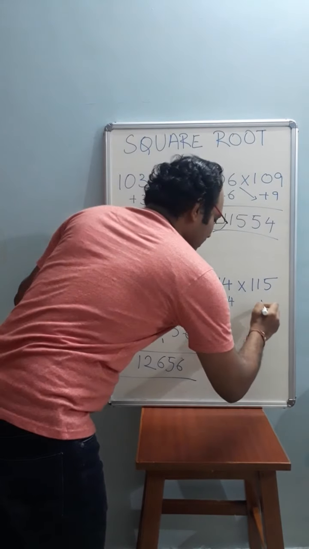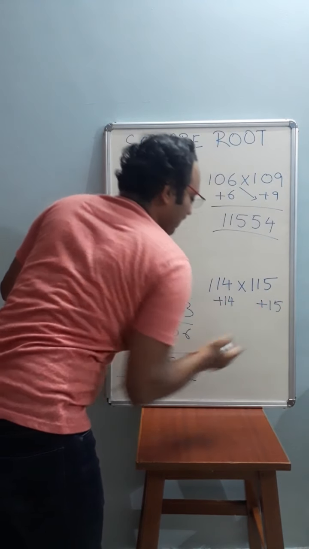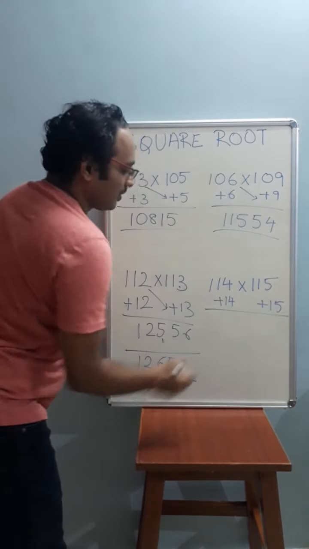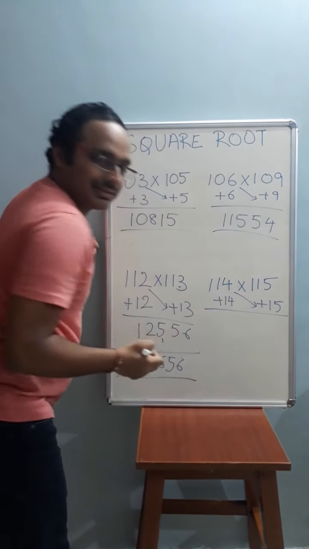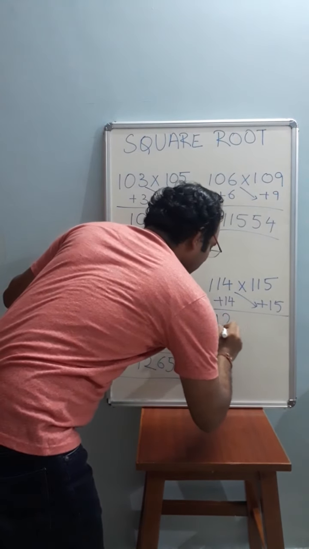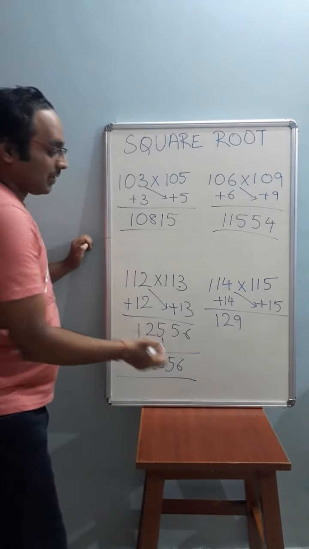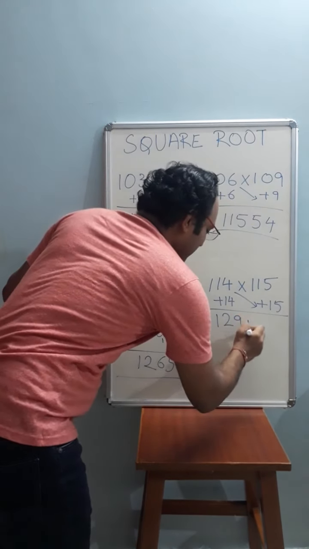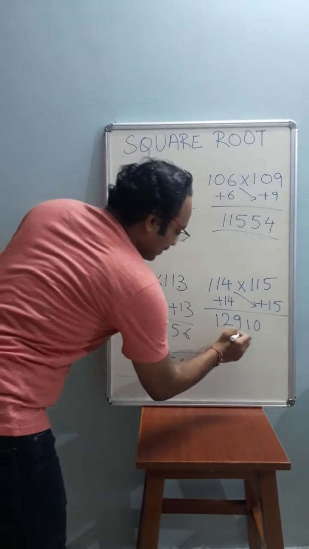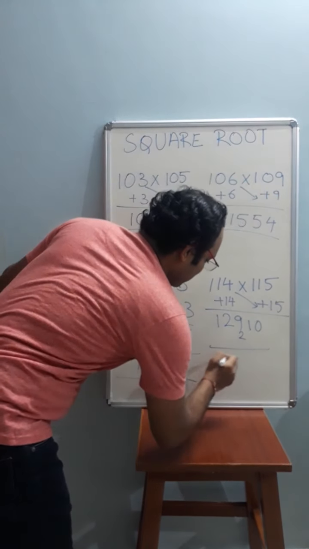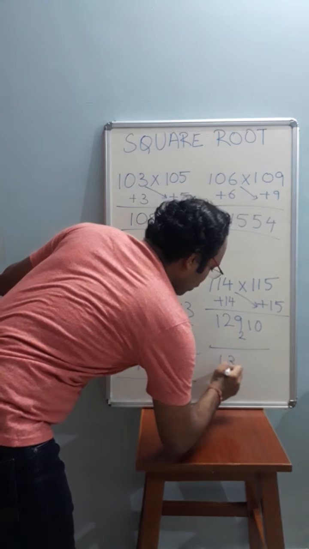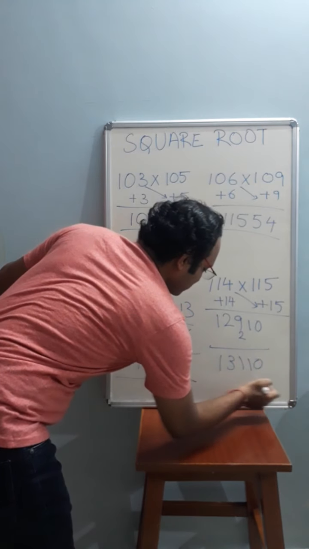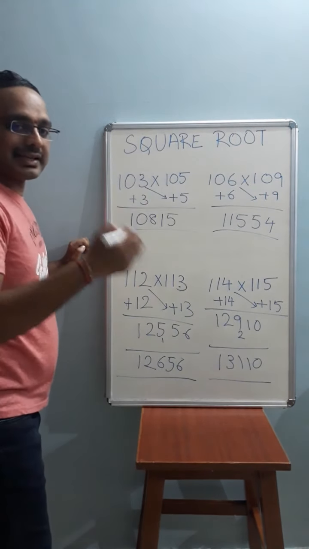115 is 15 ahead of 100. Now, cross add. You get 129. 14 into 15 is 210. You write 10 here. 2 you carry to 9. When you do so, you get 13110. This is the answer. We got it.